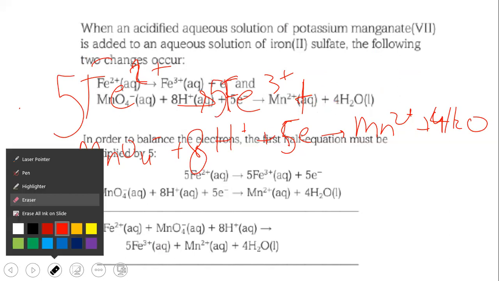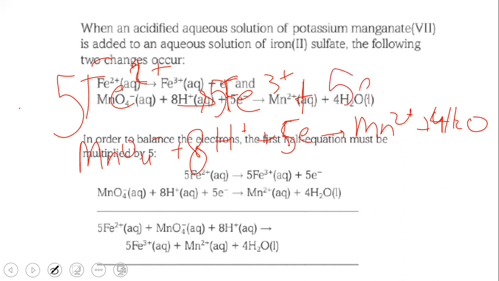Good job. Okay. Now you have to go ahead and cancel out your electrons, because at the top electrons are on the product side, at the bottom electrons are on the reactant side, so they can be cancelled out. Now, I don't think anything else can be cancelled.